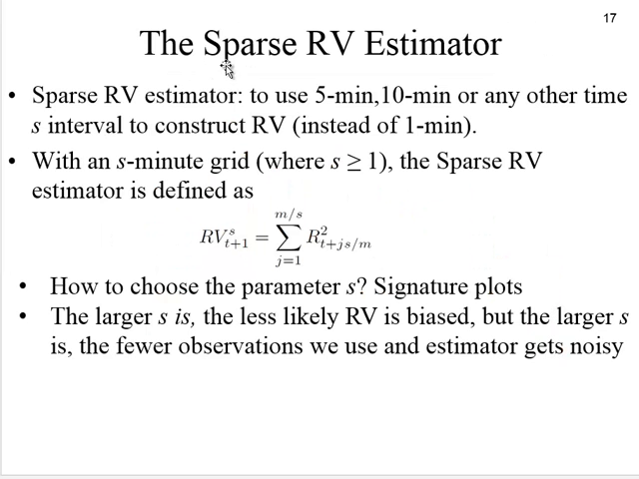The second estimator is the Sparse RV Estimator. To avoid the bid-ask bounce, we are going to use returns over a longer time span, say 5 minutes, 10 minutes, or 30 minutes. The Sparse RV Estimator is also going to be the sum of squared returns, but in this case we're going to have, say, 5-minute returns. The only question is, what is the ideal frequency to compute the Sparse RV Estimator? Or how to choose the parameter S?